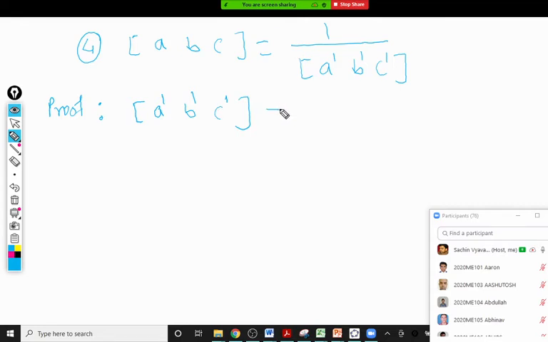What should be the starting line here? A bar dot B bar cross C bar, A dash dot B dash cross C dash. By definition, this box product is nothing but A dot B cross C. Now how to convert this part into ABC? One way we can write is the values of A dash, B dash and C dash there. Is it?